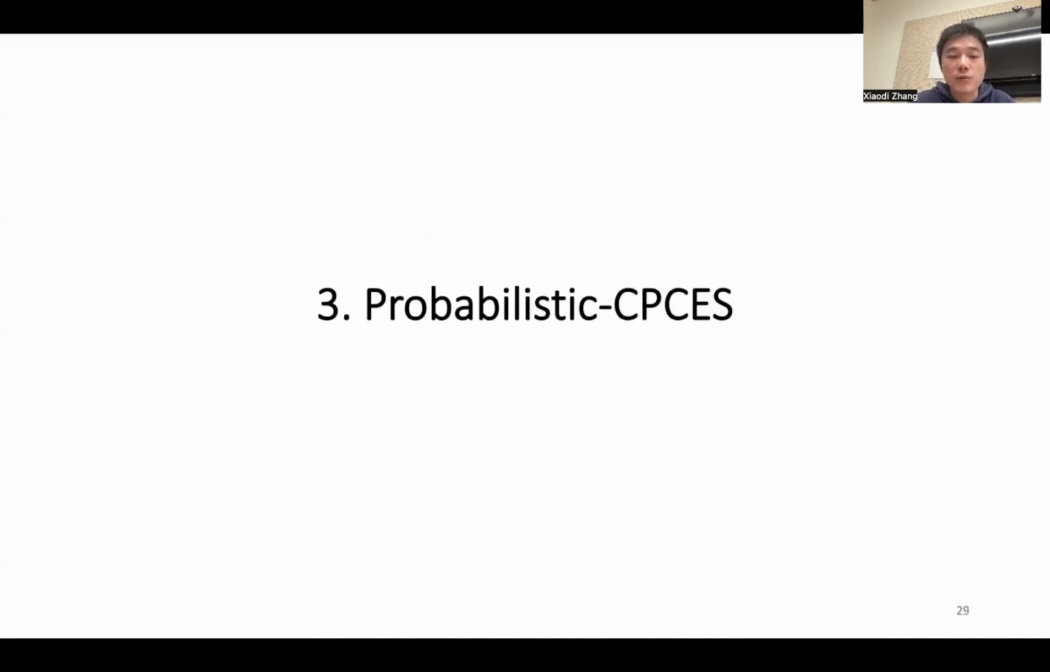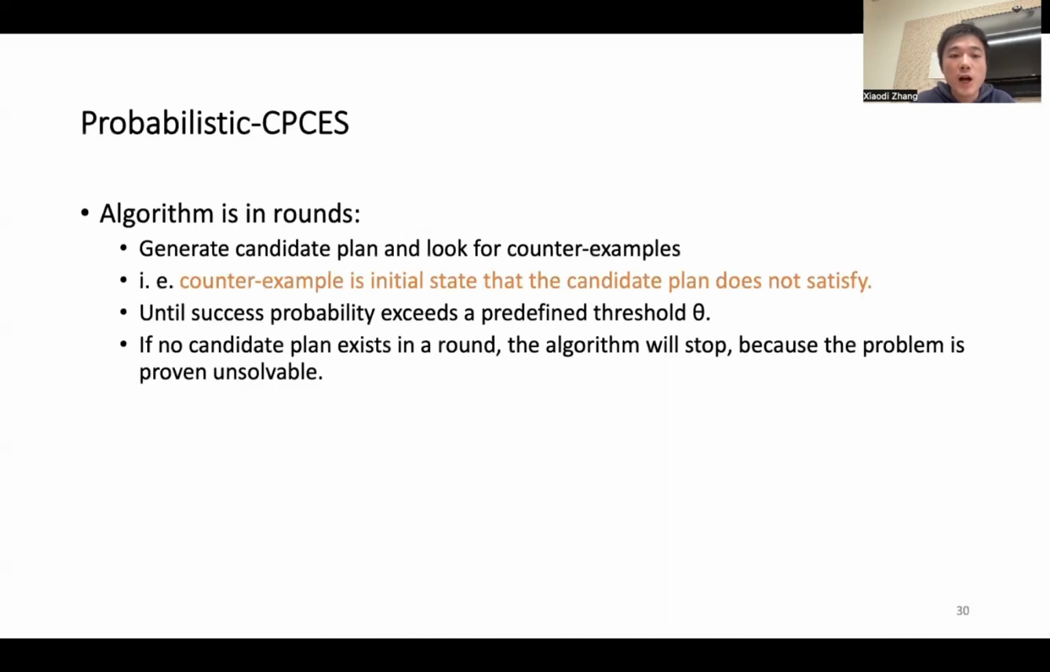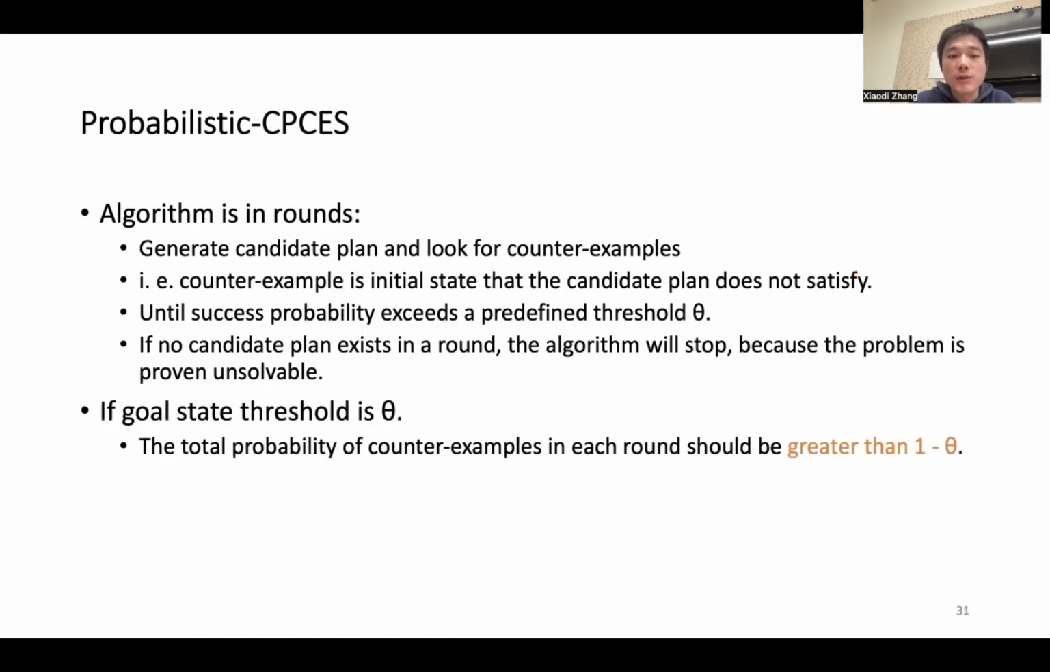Now let's introduce our algorithm. We name our algorithm probabilistic captchas. Our algorithm works in rounds. It generates a candidate plan and looks for counterexamples. A counterexample is an initial state that the candidate plan does not satisfy. Our algorithm works until the success probability exceeds a predefined threshold theta. If no candidate plan exists in a round, the algorithm will stop because the problem is proven unsolvable. If the goal threshold is theta, the total probability of counterexamples in each round should be greater than 1 minus theta.